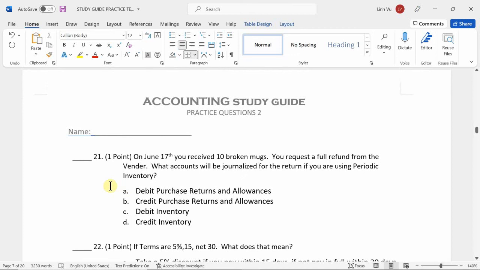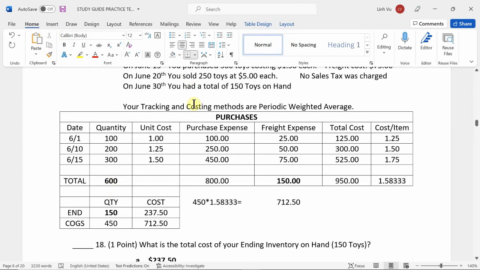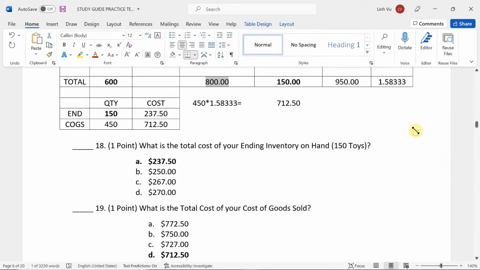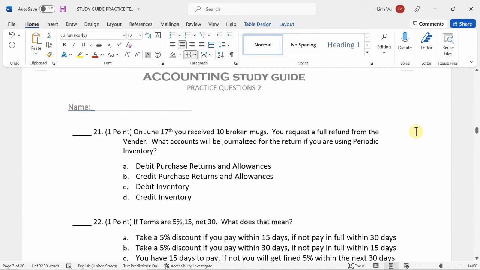Okay, here, question number 21 on June 17. The total purchase price was 800 and the freight expense was 150. Okay, thank you. So again, I will actually be giving you the real form. This is just a simplified one so we can do this together. But you will be getting the actual form for both periodic and perpetual.